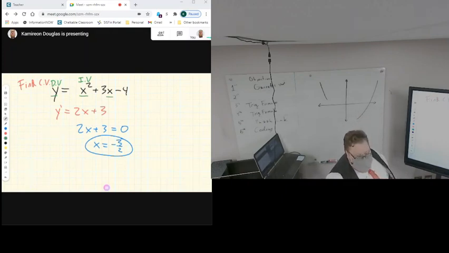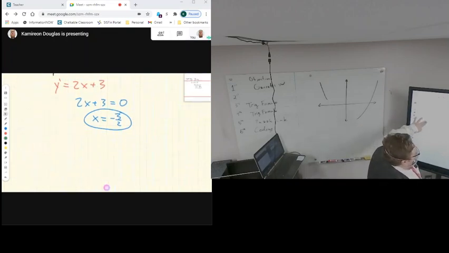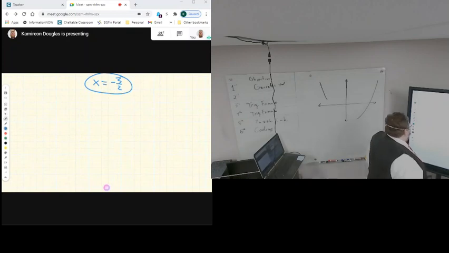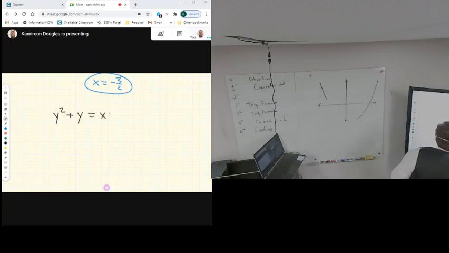What if that's not possible? Let me draw another relatively simple equation. It's going to look very similar, where this is not possible. y squared plus y equals x y plus x.